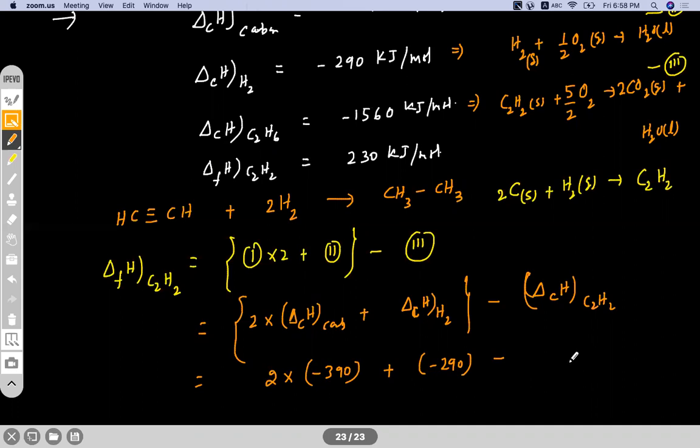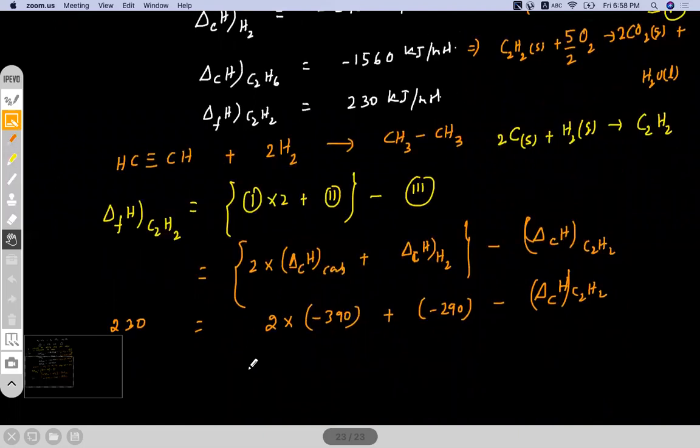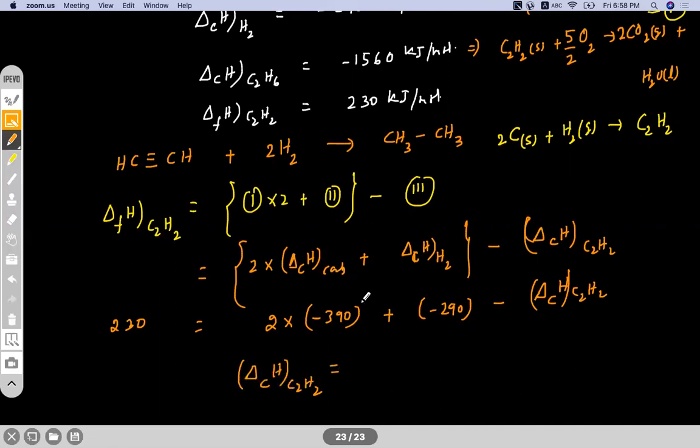The enthalpy of combustion of C2H2 is not given in the question. I'll write this down as it is, delta H of combustion of C2H2. But for the formation of C2H2 we have 230 on this side. So could you find the enthalpy of combustion of C2H2 here? When you solve this, you'll get minus 1300 kilojoule.